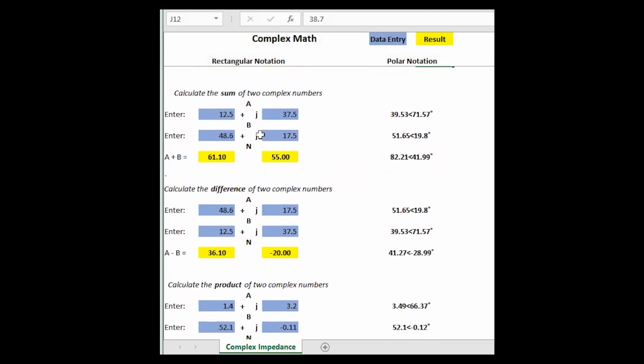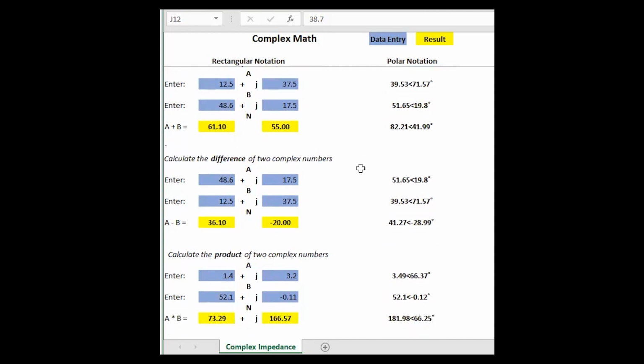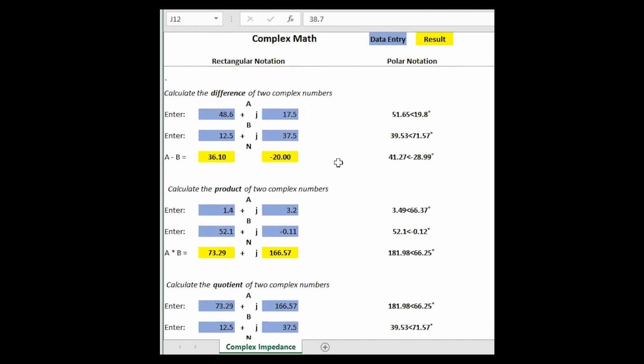Here it'll add A plus B. So 12.5 plus J 37.5 added to 48.6 plus J 17.5 gives me 61.1 plus J 55. And again, over here on the right, it's the same thing in polar notation. How about subtracting B from A? Same thing right here, works exactly the same way.